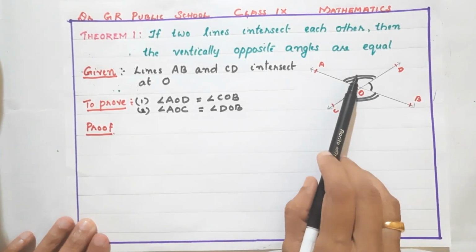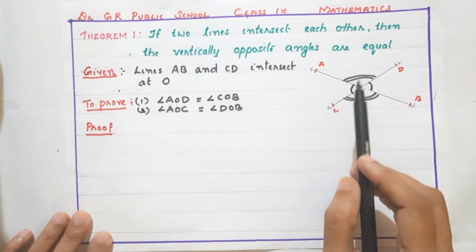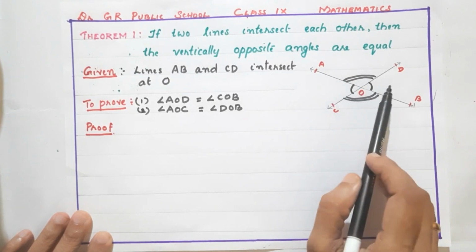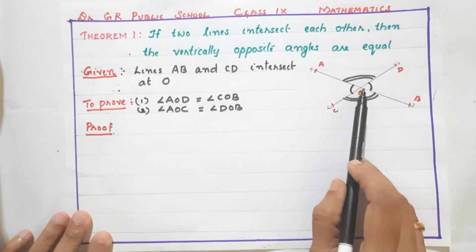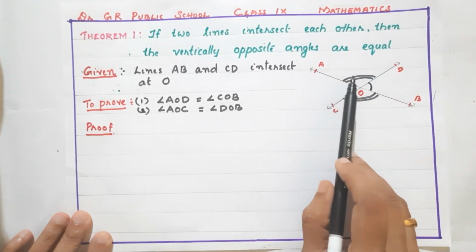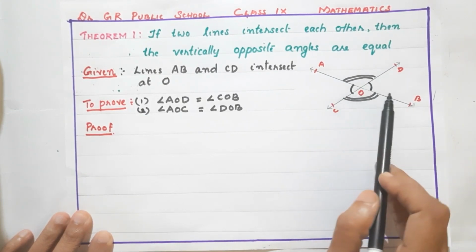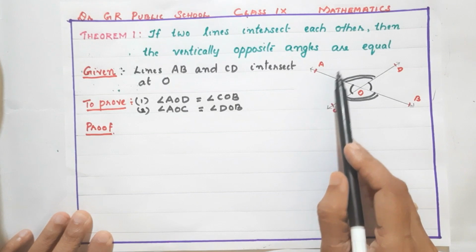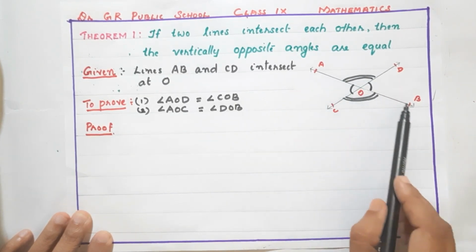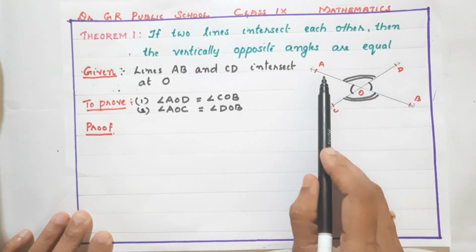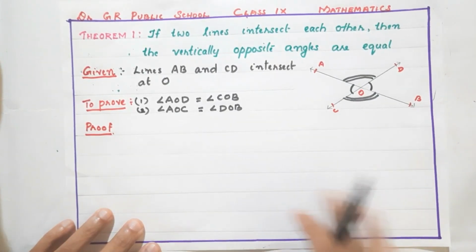So linear pair means the sum of the two angles will be 180 degrees. So here I am starting with the first linear pair, AOD and DOB. Angle AOD plus angle DOB. Sum of these two angles, what is it? 180 degrees, because here this is a straight line, and OD is a ray standing on a straight line. So their sum will be 180. So I am starting with that.